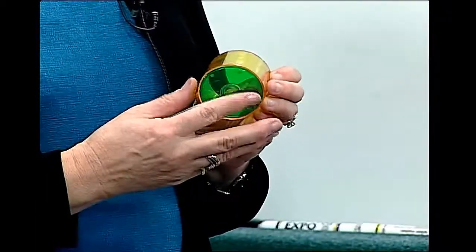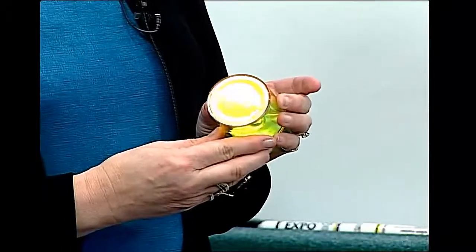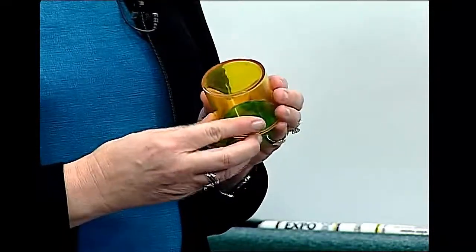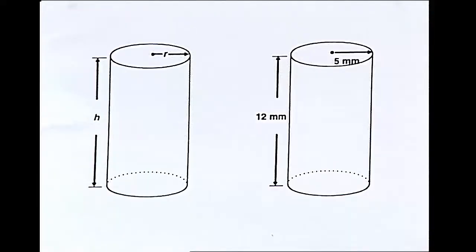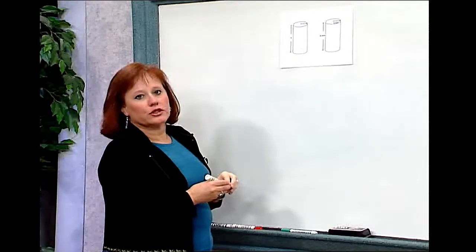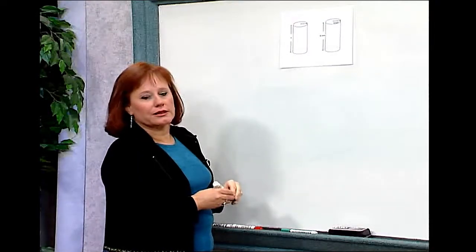A cylinder is a prism as well. We know that both bases are the same. We have a circle on the bottom as well as a circle on the top, so it qualifies as a prism. When we consider the cylinder in our chart, we see that it's marked H for the height and R for the radius. We're going to go ahead and find the general formula for the volume of a cylinder.